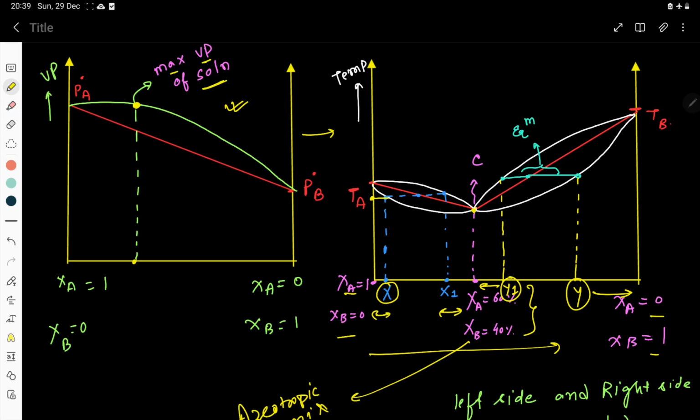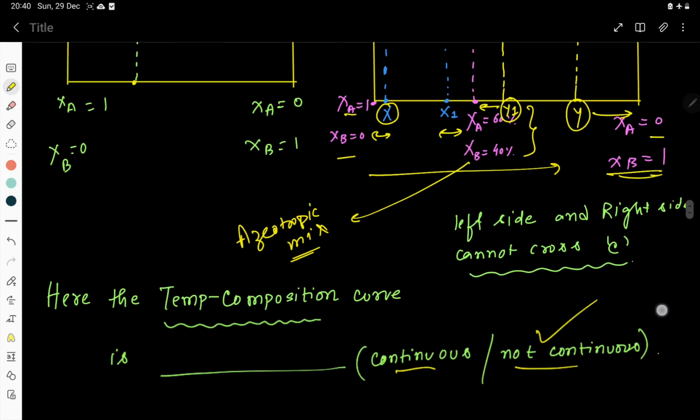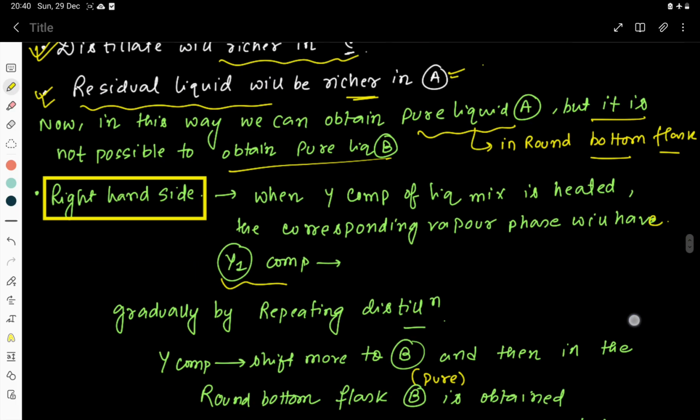So here the vapor phase will again be richer. The vapor phase, that is the Y1 composition phase, will shift towards C side, and this Y composition, that means the liquid phase composition Y, will gradually shift towards B side. That means this Y will be richer in B and this Y1 will be richer in C. And by repeated fractional distillation, time will come that this pure Y we can collect. Okay, pure Y, that means pure B, we can collect.